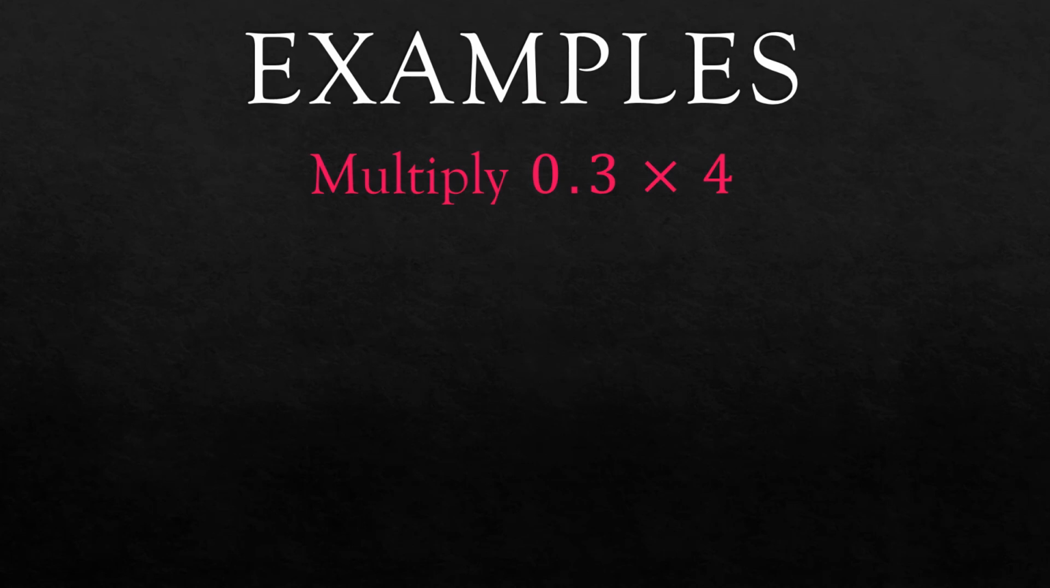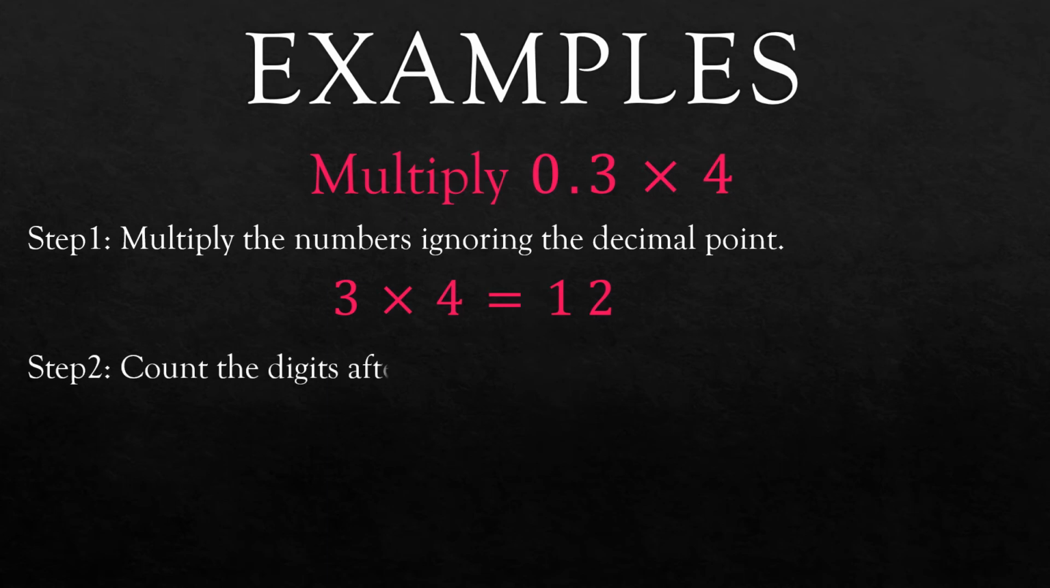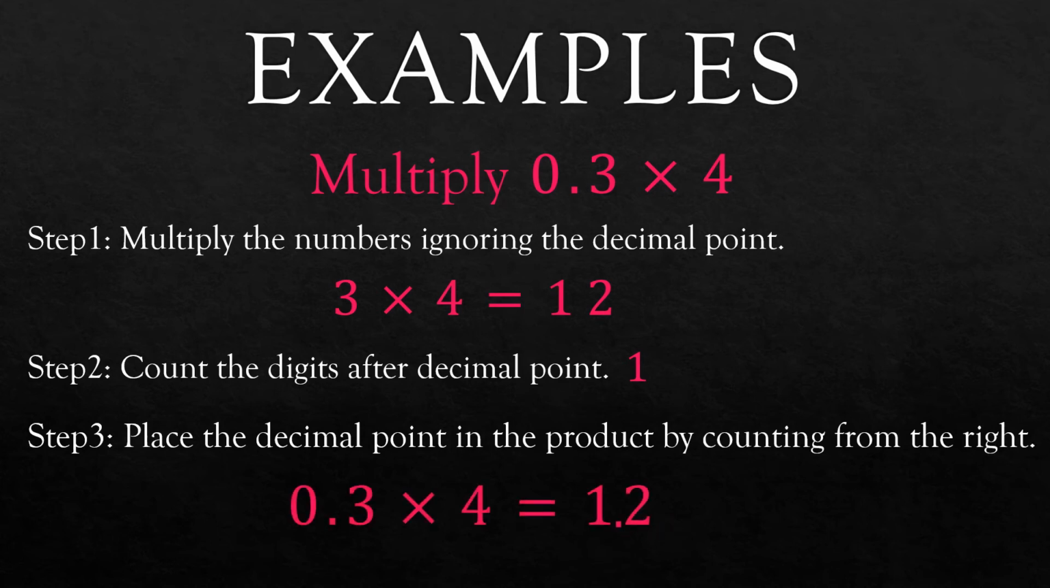Let's multiply a decimal number by a whole number. For example, 0.3 multiplied by 4. How can we multiply a decimal number by a whole number? Let's see. Step 1. Multiply the numbers ignoring the decimal point. 3 multiplied by 4 is equal to 12. Step 2. Count the digits after the decimal point, which is 1. Step 3. Place the decimal point in the product by counting from the right. So the answer is 1.2.